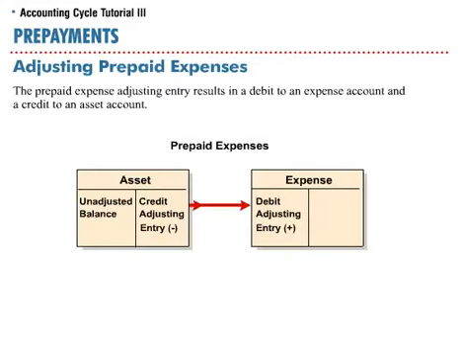The prepaid expenses expire either with the passage of time, for example, rent or insurance, or through use and consumption, for example, supplies. The prepaid expense adjusting entry results in a debit to an expense account and a credit to an asset account.